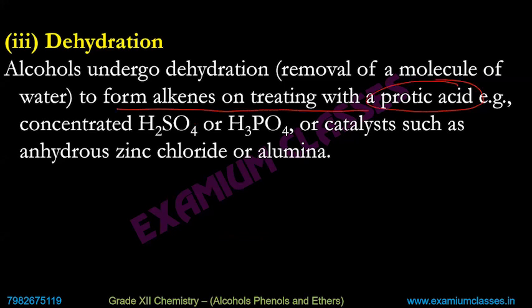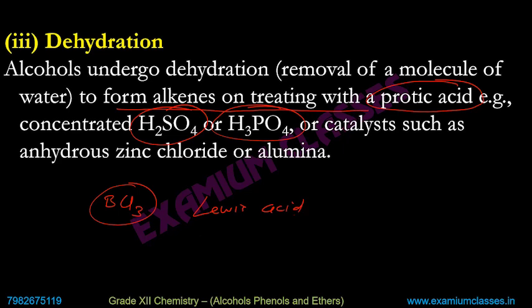Now, these form alkenes on treating with protic acids. Protic acids means those which release hydrogen. There are acids, for example, when we say BCl3, this is an acid because it is looking for electrons. But it is not a protic acid because it is not releasing hydrogen. H2SO4, H3PO4 are protic acids. BCl3 is a Lewis acid, an electron acceptor.